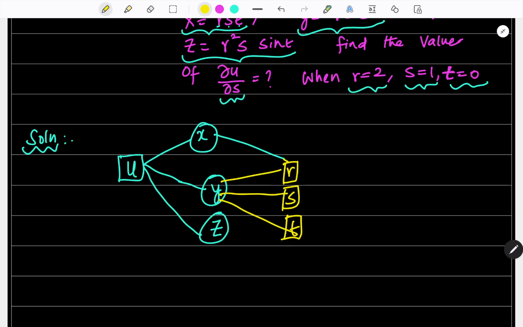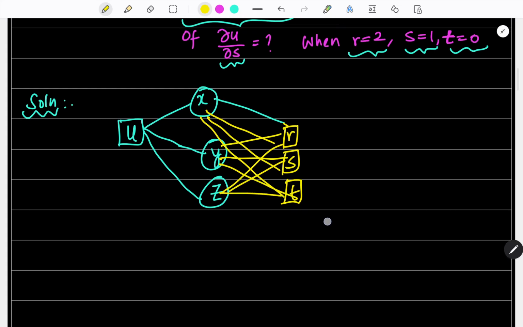But in general, x is a function of R, S, T. Z is also a function of R, S, T, right? So in general, we get only one equation.